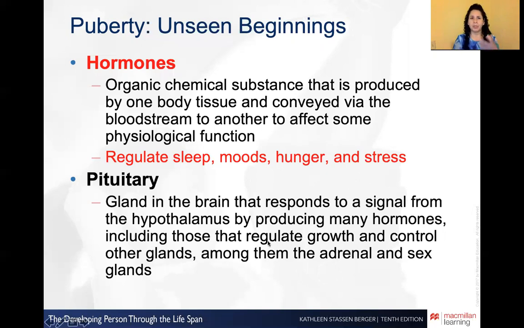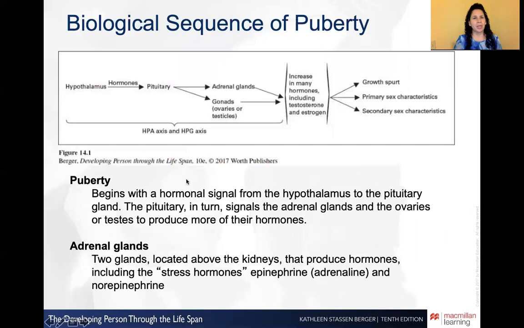The pituitary gland, and we'll talk about the hypothalamus and how, as we mentioned before, it releases those hormones. As we see from this slide, our hormones go through the pituitary gland, which then, depending on whether you're female or male, releases either estrogen or testosterone.